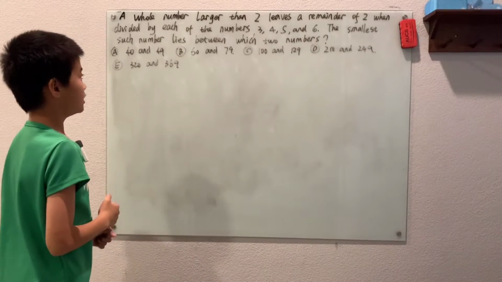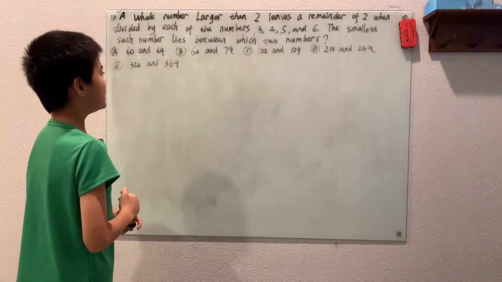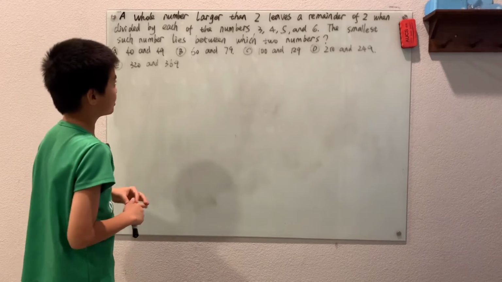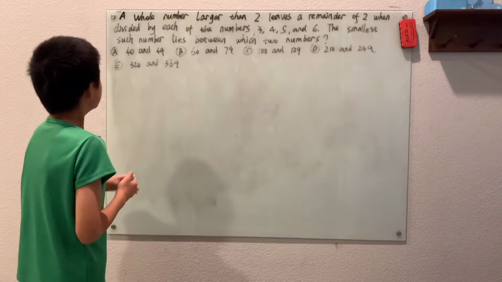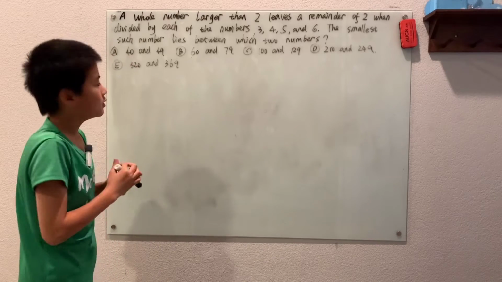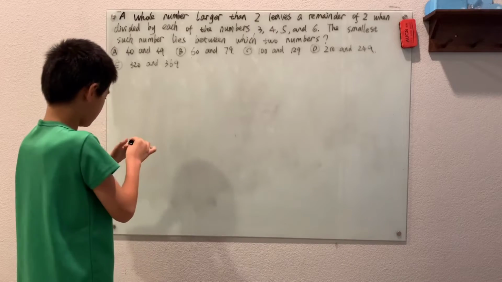A whole number larger than 2 leaves a remainder of 2 when divided by each of the numbers 3, 4, 5, and 6. The smallest such number lies between which two numbers? And we have all these choices.